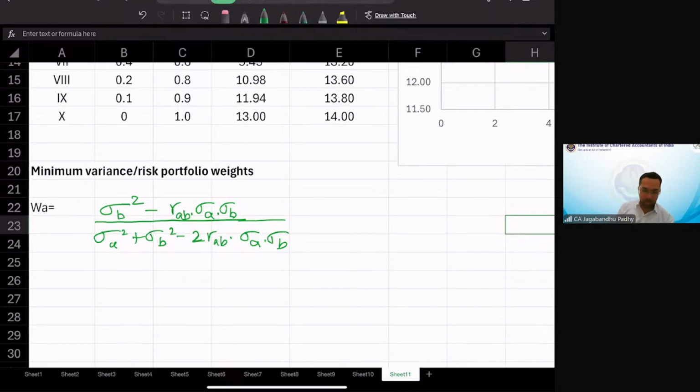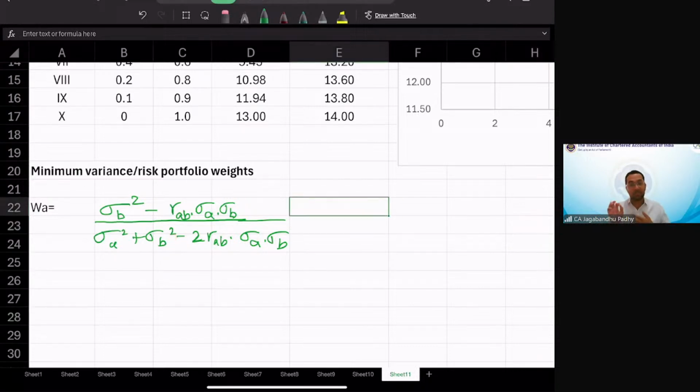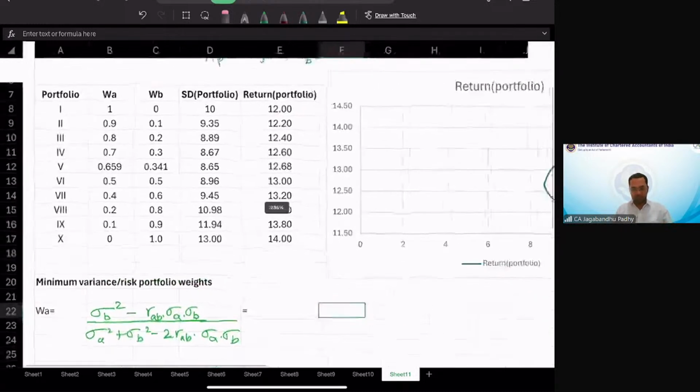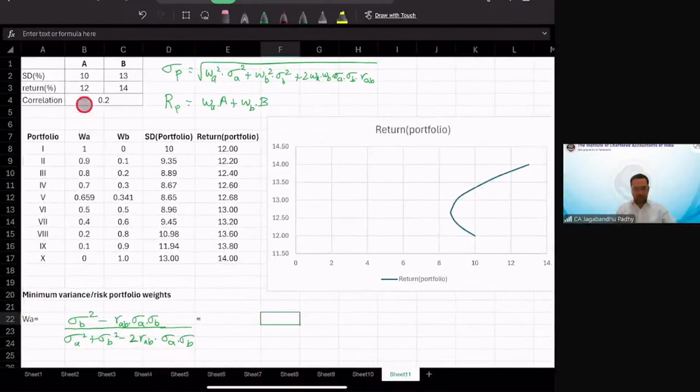So the weightage of A, which is the minimum variance risk portfolio, we can use this formula to calculate a weightage of A which will give us a minimum risk. So let us just substitute it and try to get the weightage. You can just substitute the numbers in this formula and verify if you're getting this 0.659 and 0.341. Just verify it, guys, quickly. Please verify if you're getting this 0.659 and 0.341 as the weightage of A creating a minimum risk portfolio.